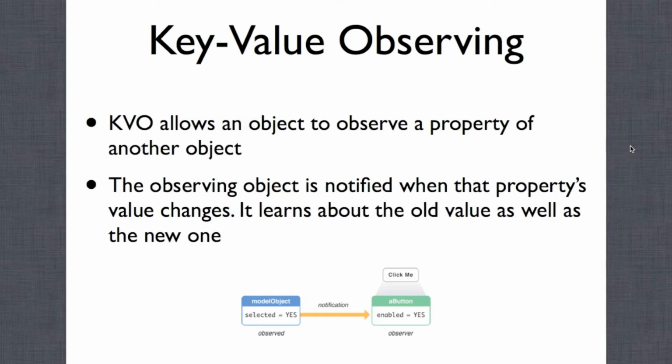Another idea that is used a lot is key value observing, or sometimes they call it just KVO.